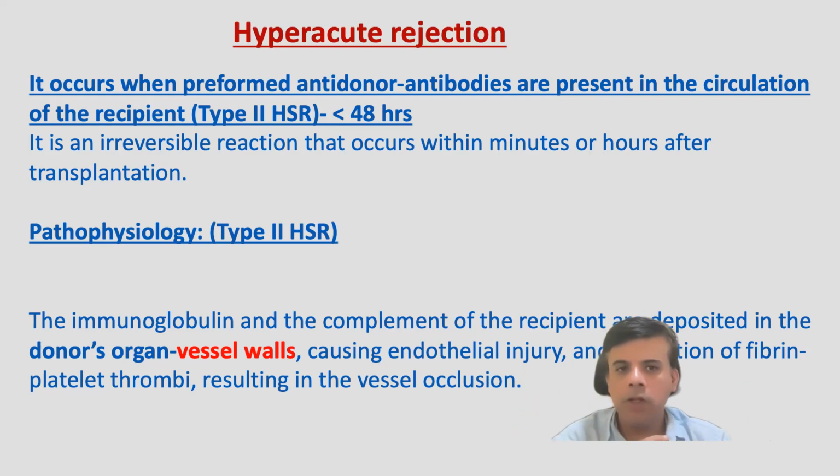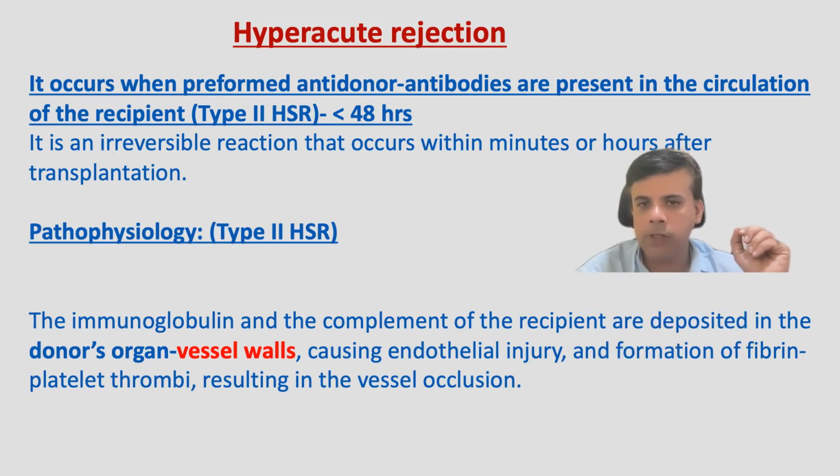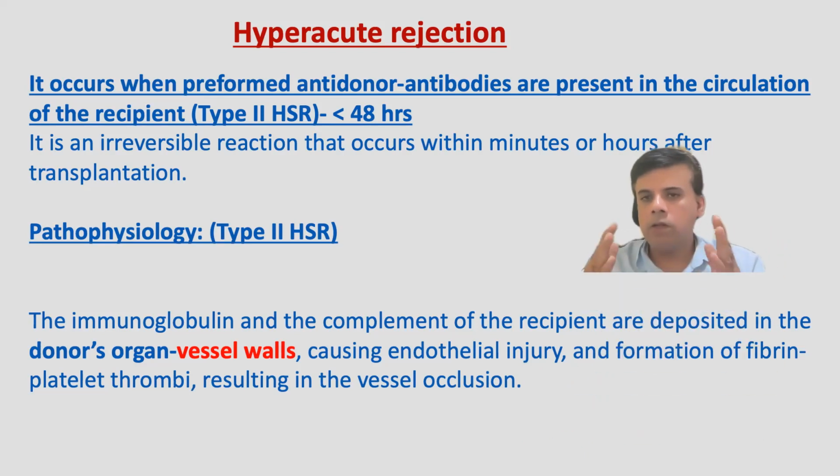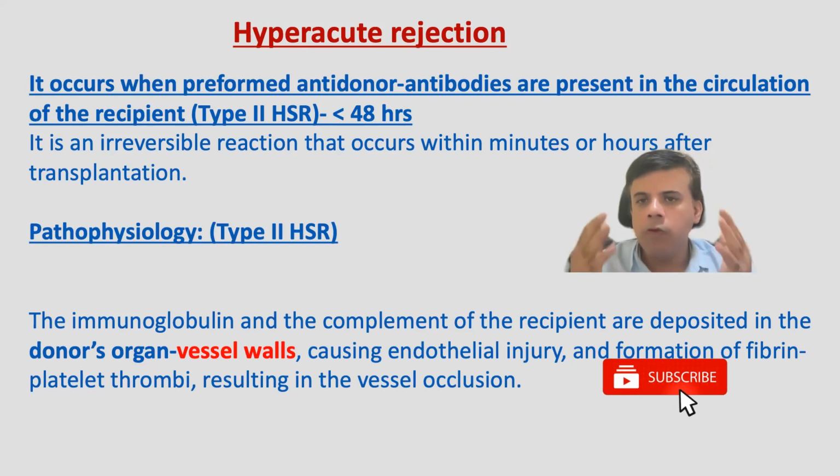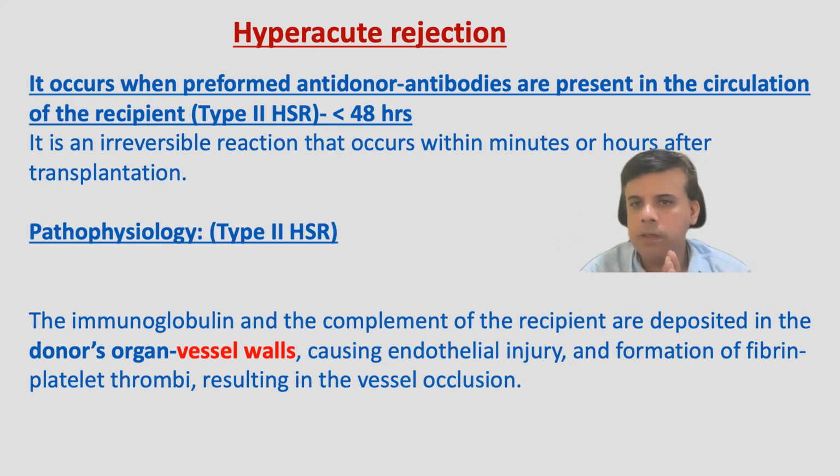And so here there is a type 2 hypersensitivity involvement. Remember, type 2 hypersensitivity reaction is seen. And here the immunoglobulin and the complements are activated, and that causes damage to the blood vessels. So where is the target? That is commonly asked. Where is the target of these antibodies? These antibodies are going to react with blood vessels. That is the most important target.